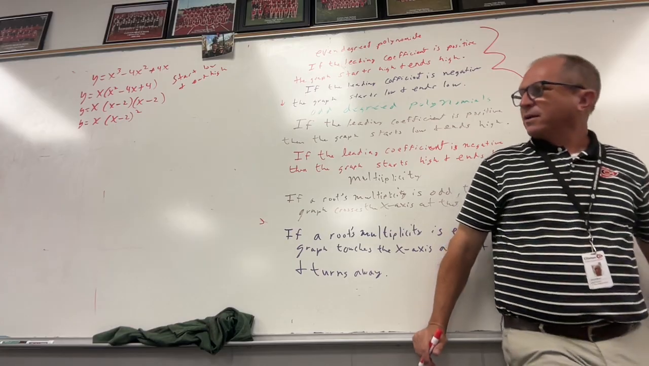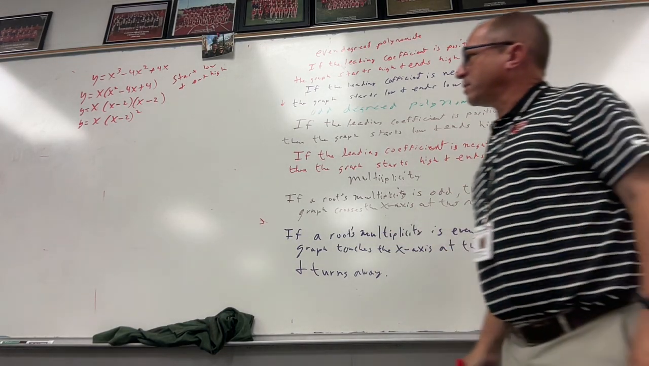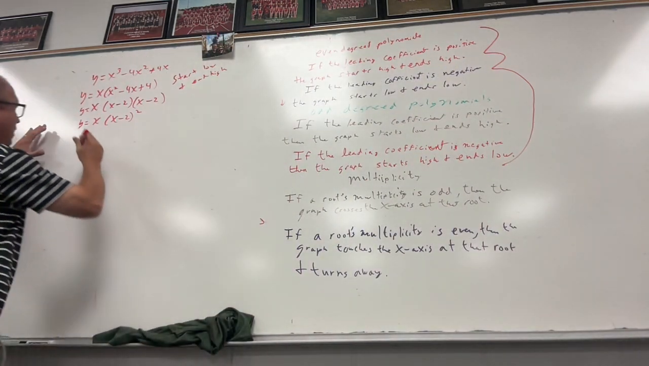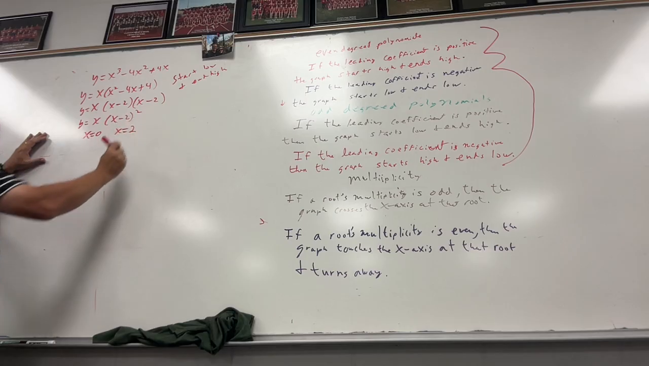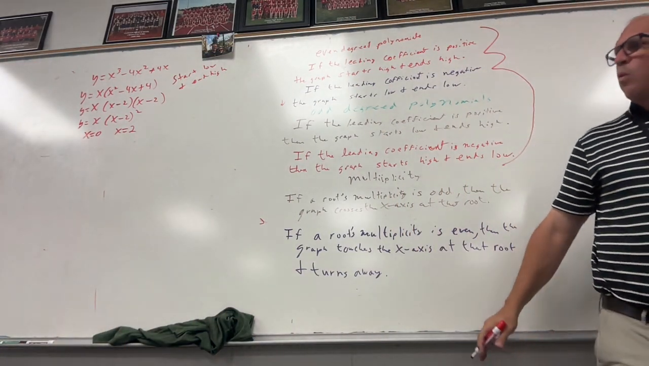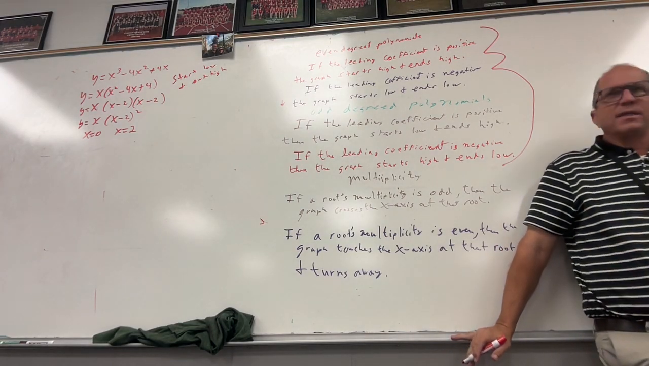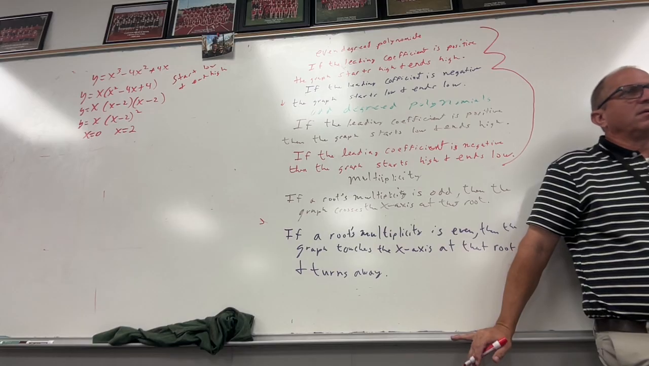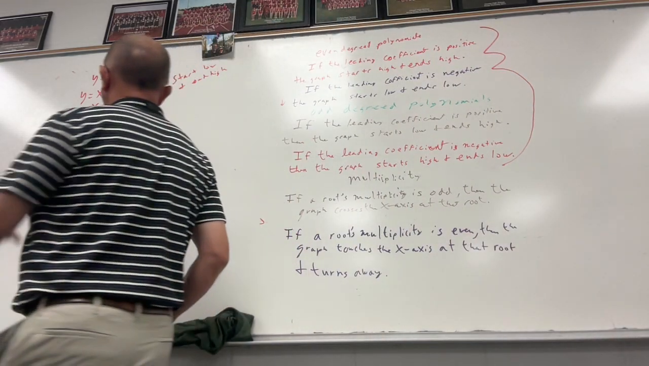So, I've got it in factored form. Now I need to start dealing with the multiplicity. All right, my two roots are x equals 0 and x equals 2, right? Okay. What is the multiplicity associated with x equals 0? Starts with a W. 1. That's correct. So this has a multiplicity of 1.